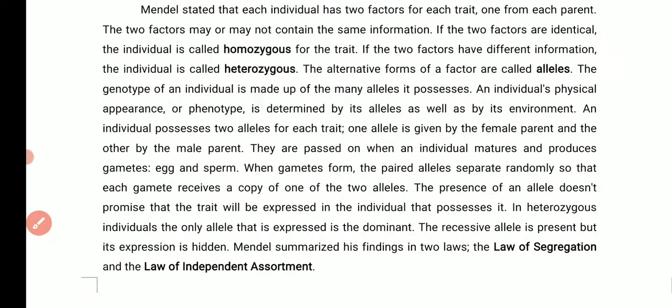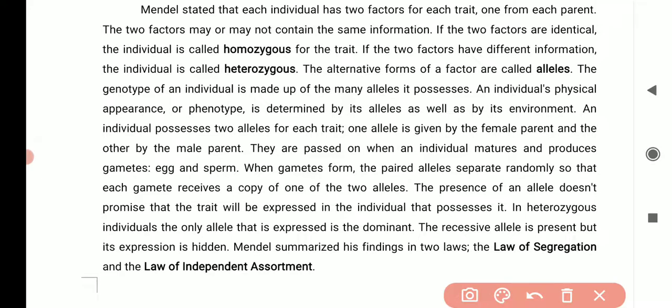The genotype of an individual is made up of many alleles. So in the genotype there are so many alleles, not just for color, but could be height, shape, length, breadth, taste. Some plants taste differently, right? It could be chemicals, the root color, the leaf color, leaf shape. So they have so many alleles.